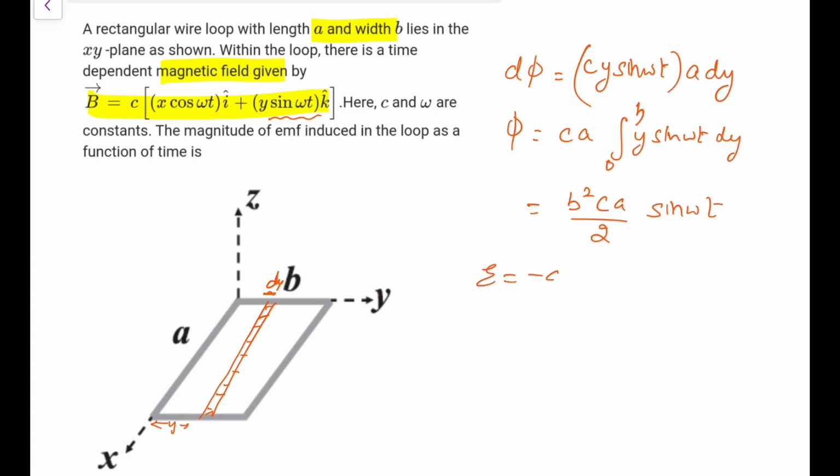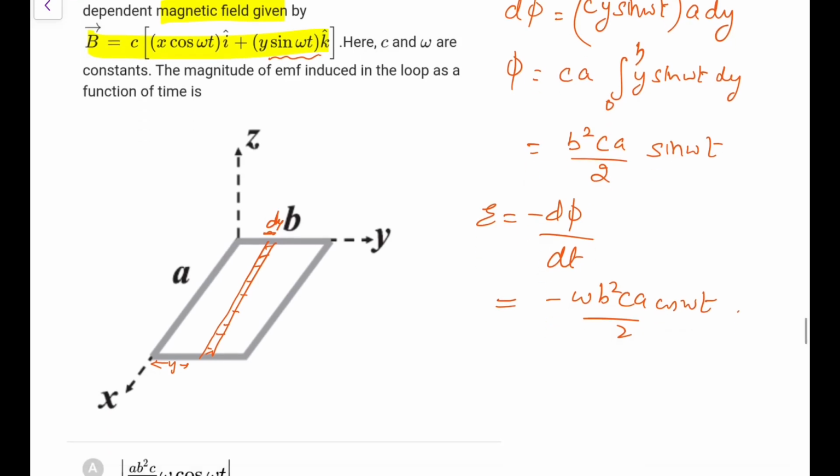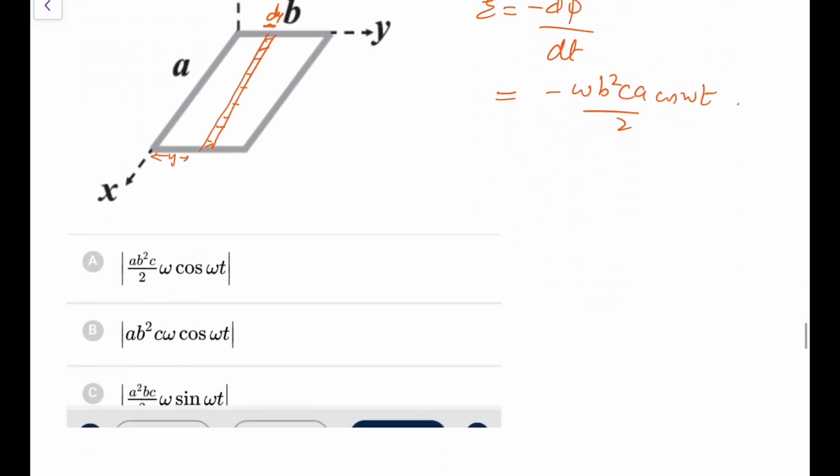So EMF we know is minus d phi by dt. So that would be minus, what I can write, omega b square C a by 2 cos of omega t. So the magnitude of EMF would be b square a C by 2 omega cos omega t.